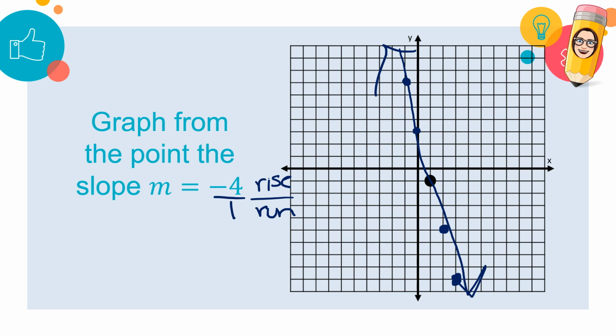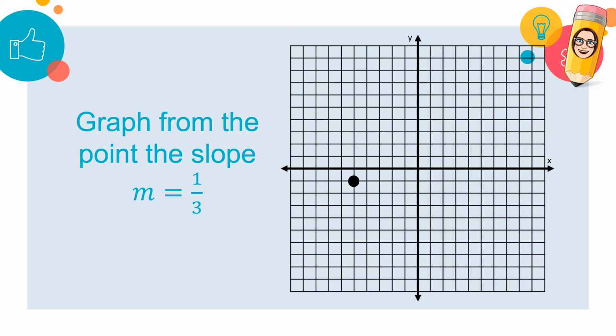So again, key thing here, if there's no run, it's 1. And the negative can be on the top or the bottom. It means the same thing. These mean the same thing. So we've done a positive, we've done a negative. This time, it's even easier.